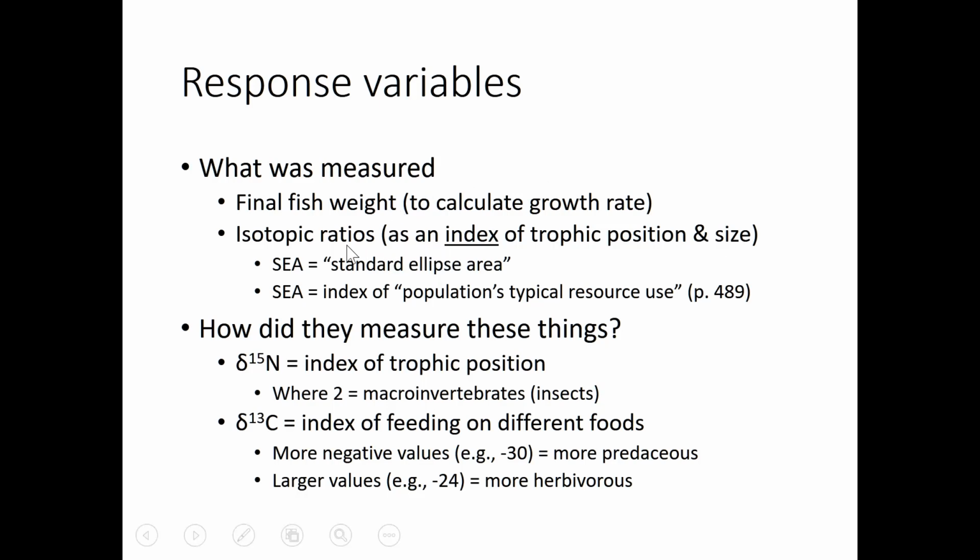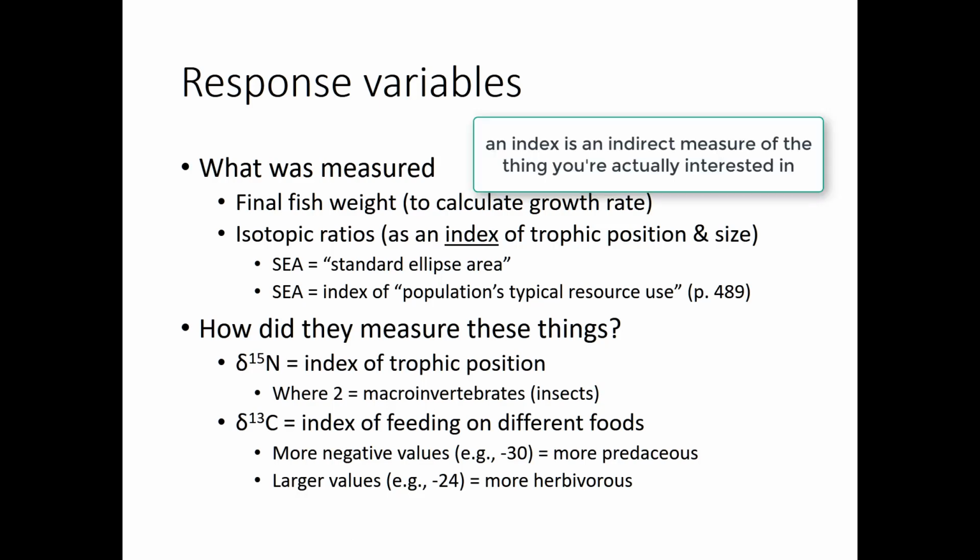If we go back up here, they've used these isotopic ratios as some kind of index of trophic position. So are you eating more other insects or are you eating more plants? And trophic size or niche size. And I need to define this idea of index here. Sometimes you measure very directly the thing that you're interested in. So imagine that we were to put you on a particular diet where you only get to eat 1,000 calories a day. And what would happen is you would lose weight.